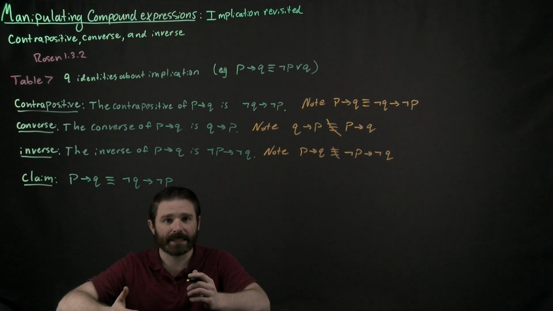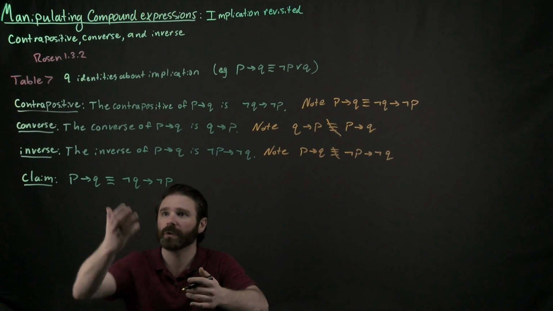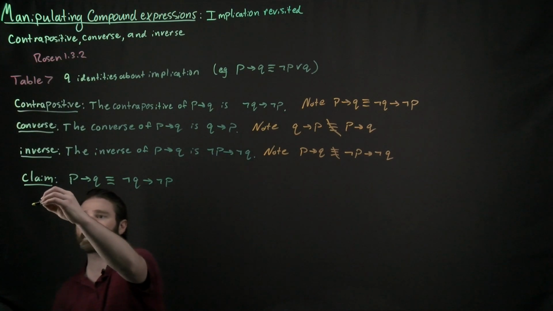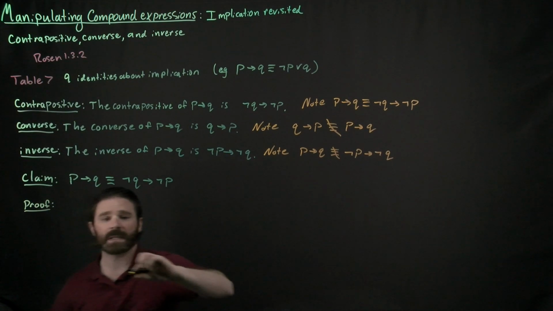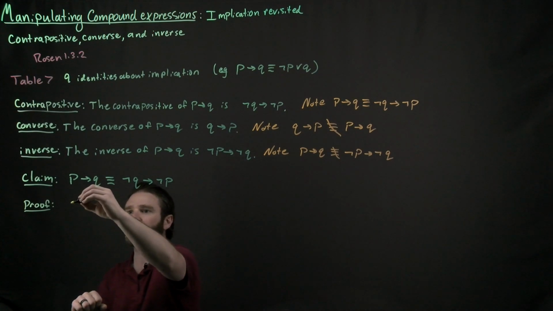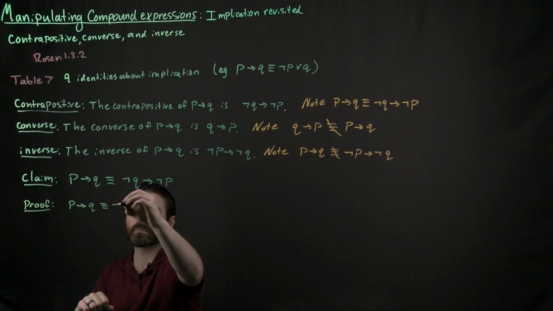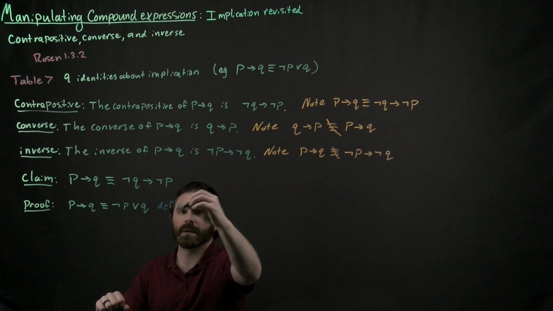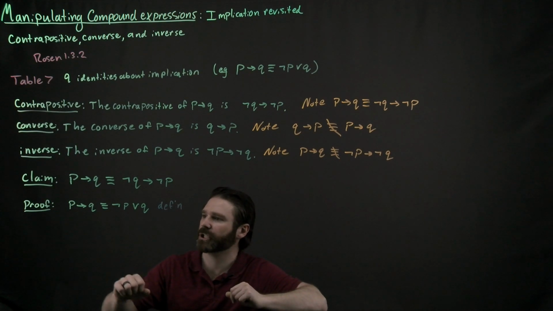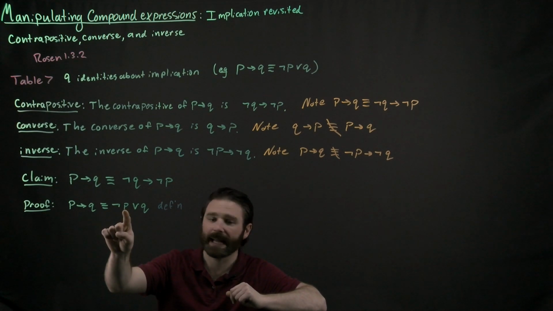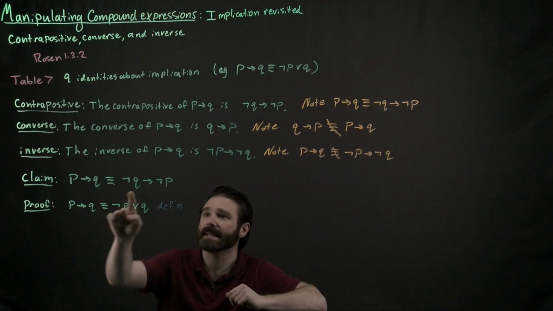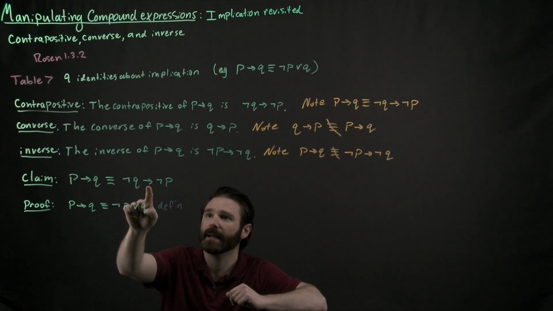And now that I have some practice with my different identities, I already have the tools to be able to try to prove this identity right here without having to use a truth table. So the way that I'm going to do that is as follows. I'm going to recall the definition of implication. So that right there is by definition. Definition of implication, you take the hypothesis, you negate it, then you put an or, and then you put your conclusion right there. So I'm going to apply that same definition to this right-hand side over here.